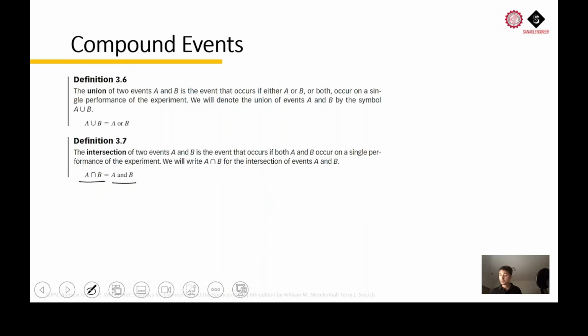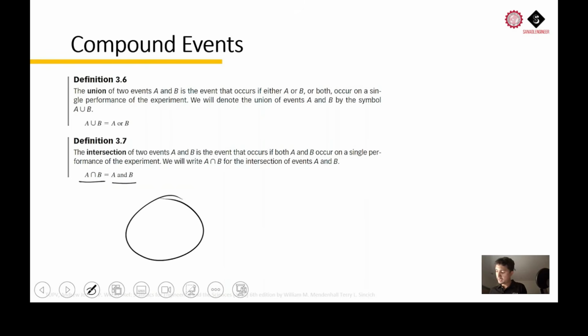Okay, so compound events means an event can often be viewed as a composition of two or more events. Such events are called compound events, and they can be formed in two ways. And of course, in two ways, it can be union or intersection. So graphically, this is what it looks like.